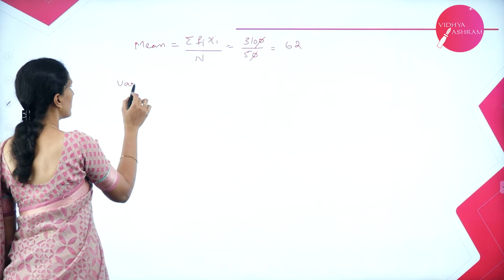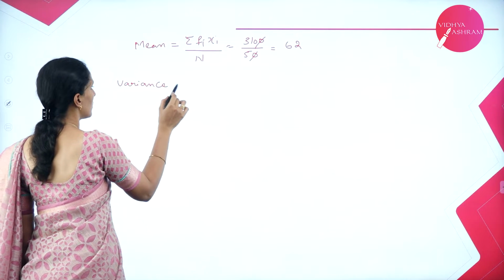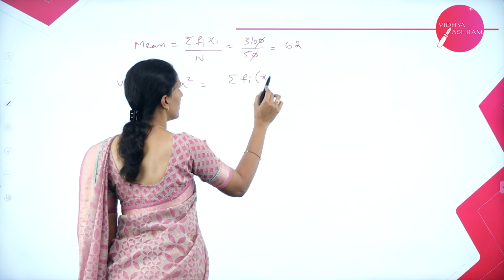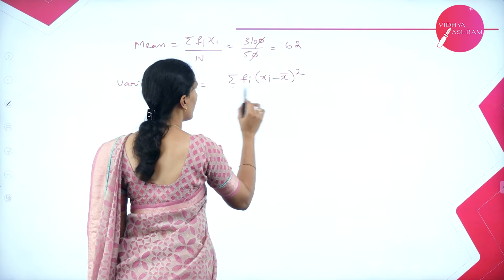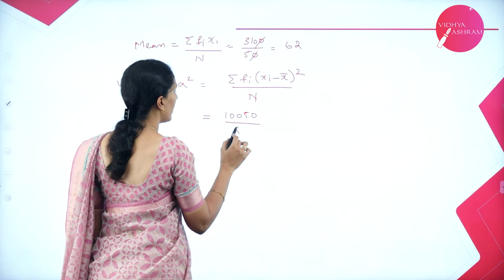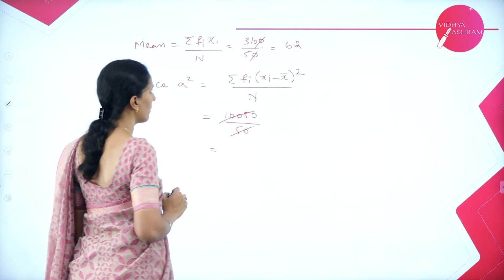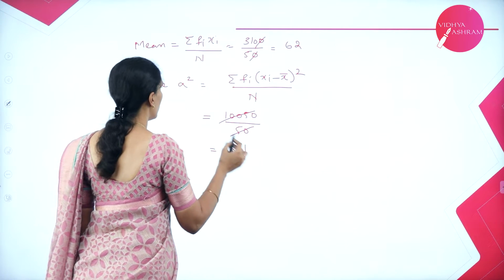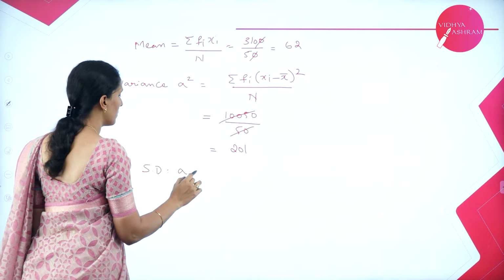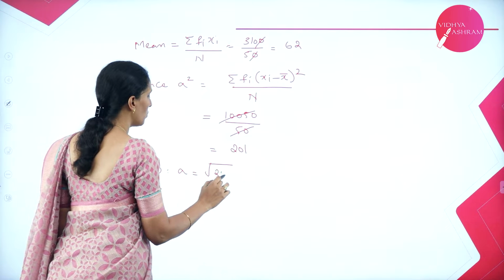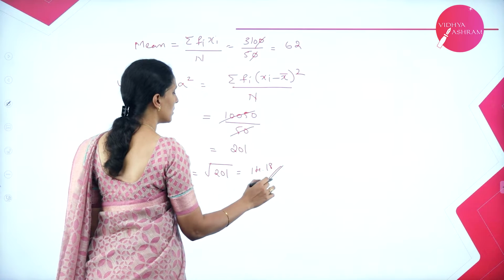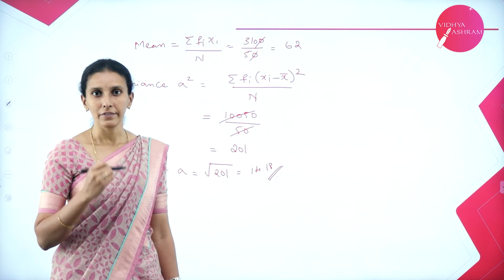Now let us calculate the variance. Variance, sigma square, is equal to summation fi xi minus x bar whole square divided by n, that is 10,050 divided by 50. Cancel it, you will get the value as 201. Now this is the variance. Standard deviation is sigma, which is the square root of 201. That is equal to 14.18. So this is the standard deviation.